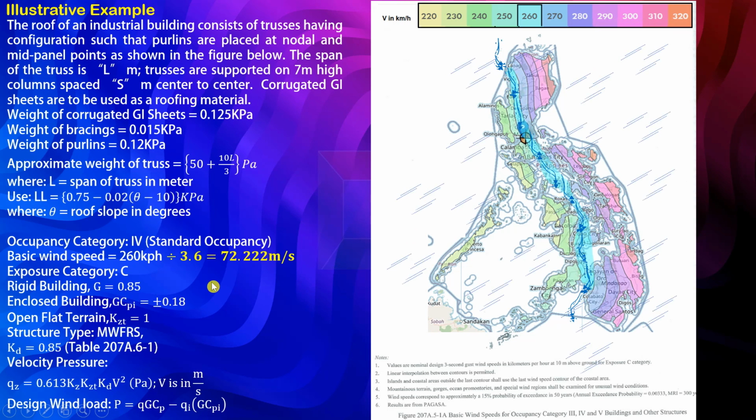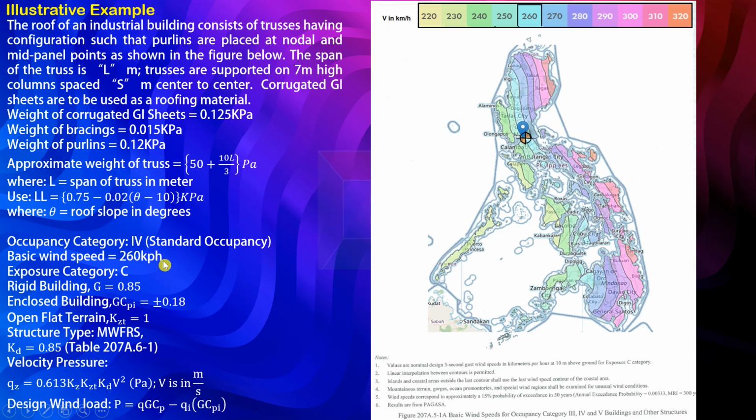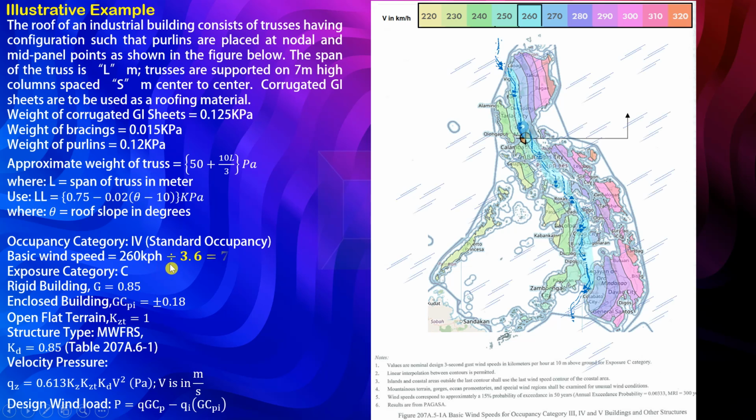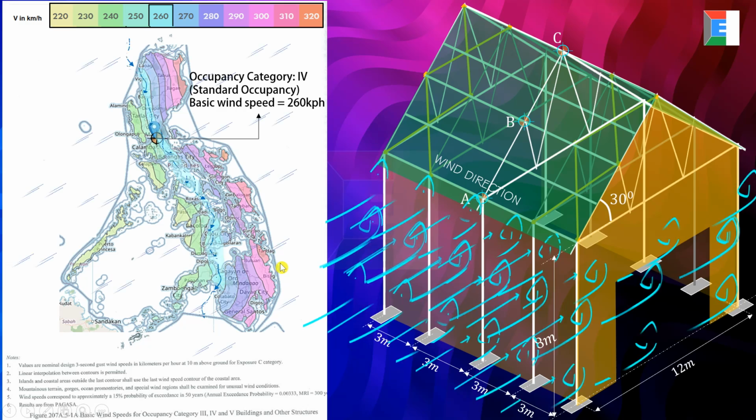The chart. So, meron siyang wind velocity na 260 kph. Anyway, that is given sa problem. So, yung kailangan natin is naka-meter per second. So, we just need to convert that one into meter per second. So, by just dividing 260 by 3.6, so we have 72.222 meter per second. So, meron tayong basic wind speed na 260 kph or 72.222 meter per second.